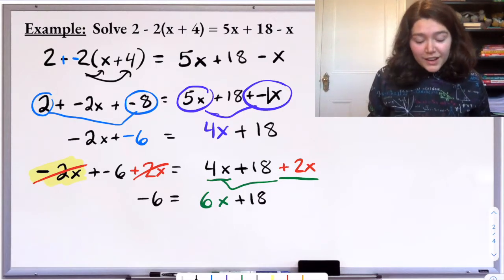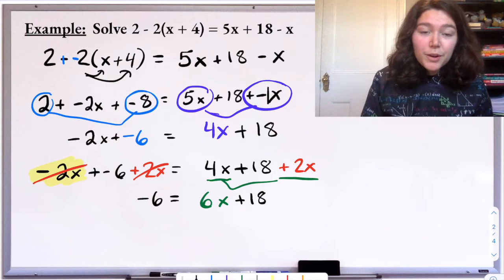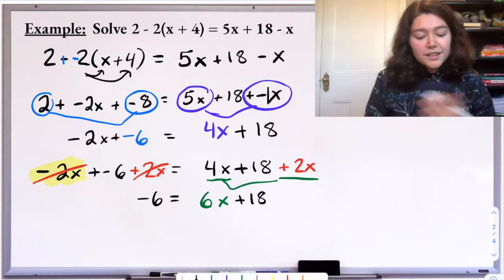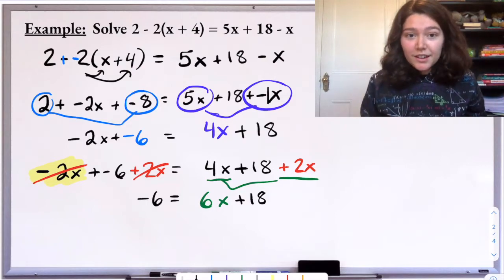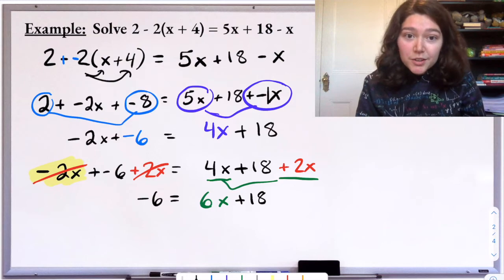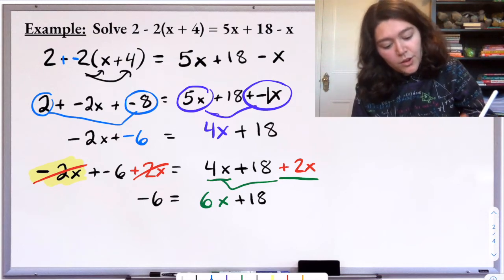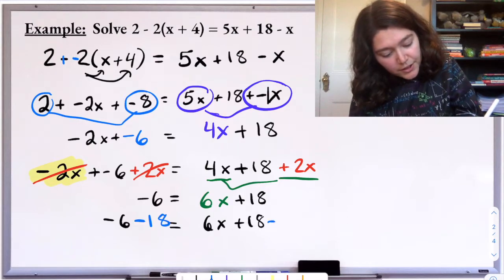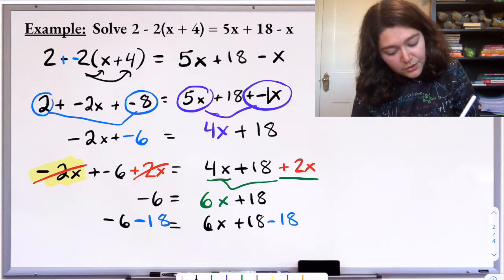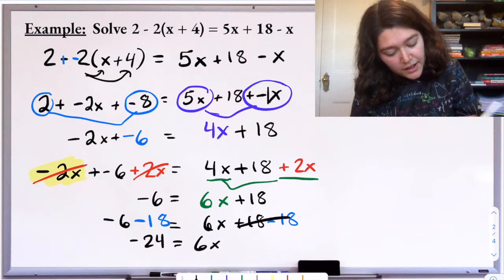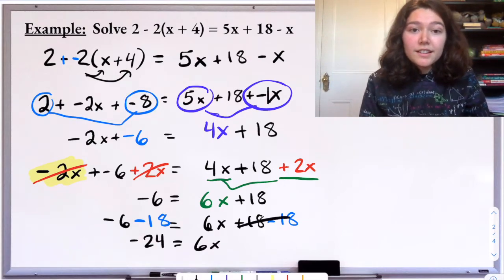We're almost there. Now this is like a standard two-step equation. We want to undo to isolate. X is being multiplied by 6, and then we're adding 18. We want to get x all by itself, so we need to get rid of that plus 18. How do we undo adding 18? We subtract 18, exactly. So I'm going to rewrite the equation, subtract 18 from both sides to keep it balanced, and I will get negative 24 equals 6x.